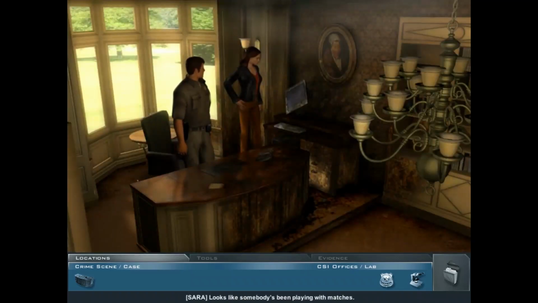Looks like somebody's been playing with matches. What we seem to have here is a break-in and arson. According to his statement, Jason Gray, the homeowner, left his house around 11:30 p.m. to go for a run. He was gone for a little over an hour, came back to find his home office ablaze. Got the fire out, but lost most of his office gear, computer, desk, the works.